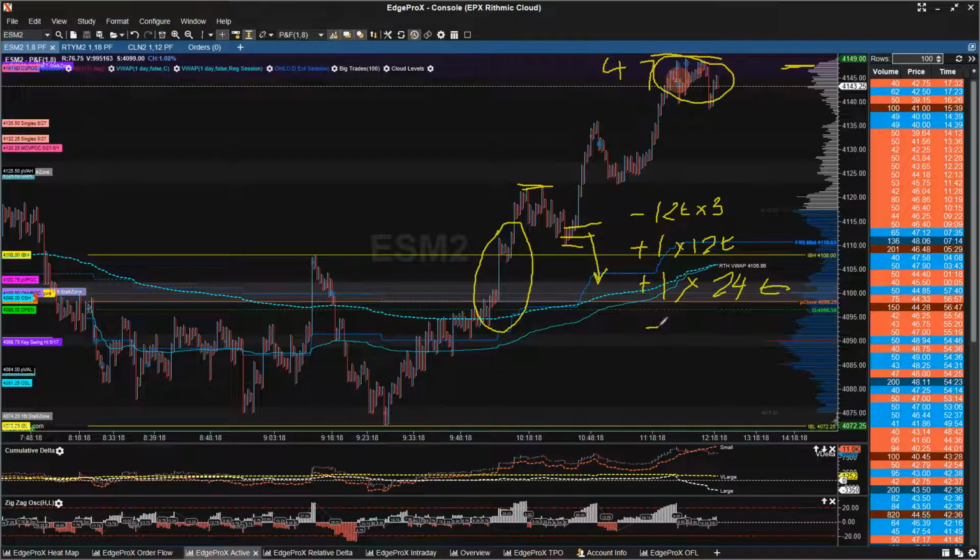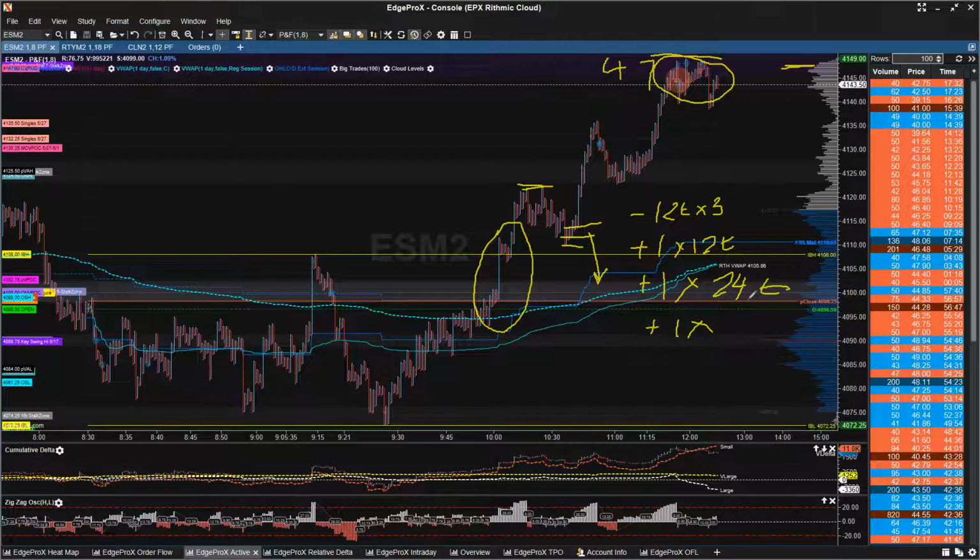And then the third exit would be either a multiple of the 24, so multiple rotations, or an impulse, which currently is about 60 ticks. So this is the mechanical trade management. Doing the math here, you can figure out what your R factor is, but getting in at 4110, let's assume we're geniuses and we just got filled at the bottom here.